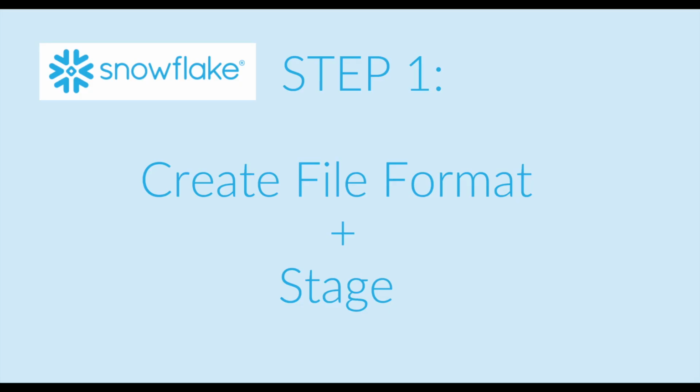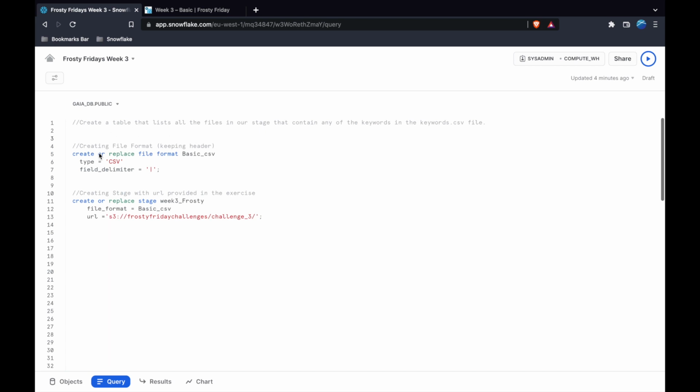All right, so the first thing I want to do is to create a file format if I don't already have one. So I'm going to start out by creating the file format and then by creating a stage based on the URL that we get from the Frosty Friday page. So the first thing I do is I run these two pieces of code.